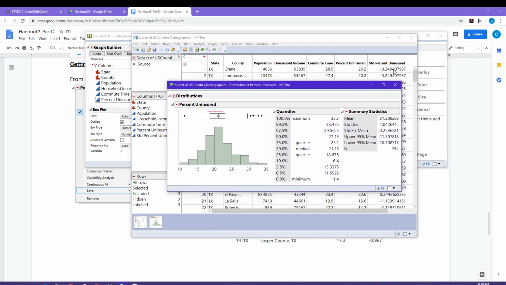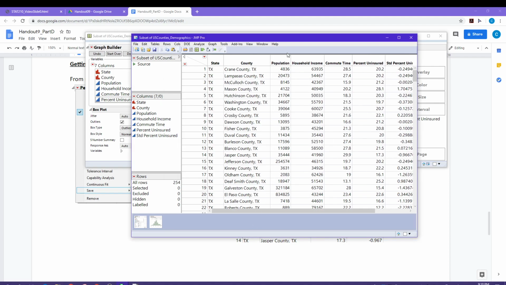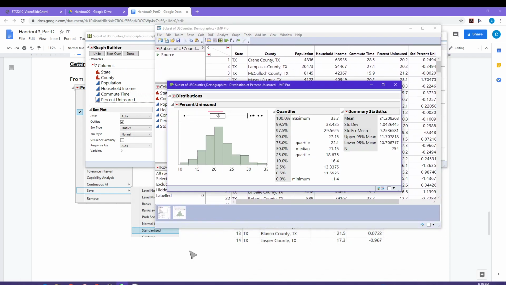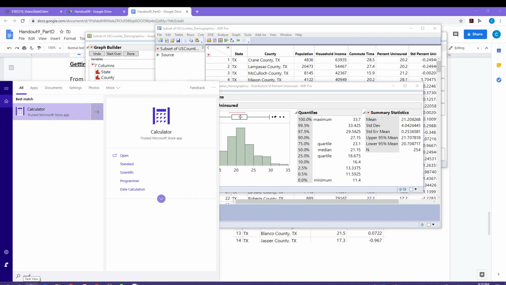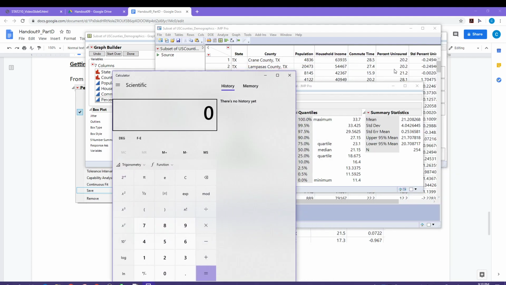How is this value computed right here? How is the standardized value for Crane County, Texas computed? All I need to do there is take the value for that county, which is 20.2. I'll grab a calculator here, I can show you that. Take the value, which is 20.2, minus the average, which is 21.2.